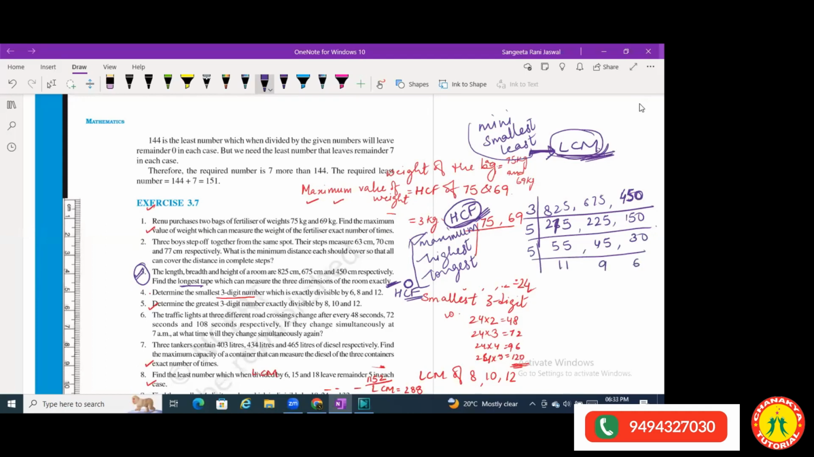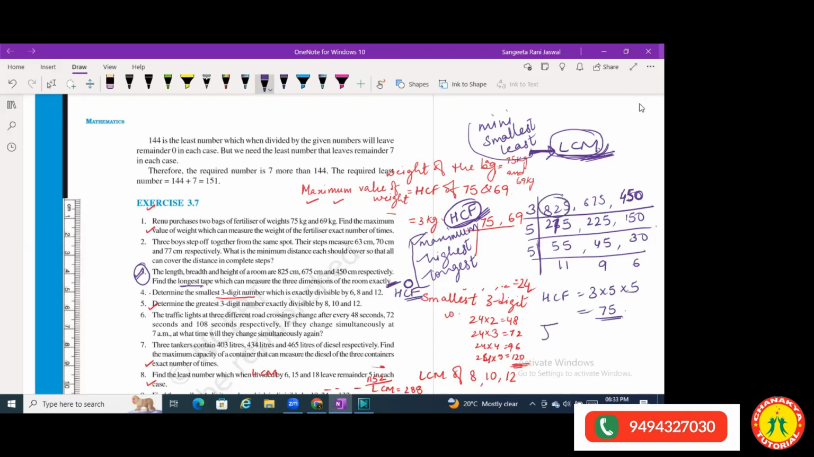Now 11 is a prime number, so I don't have any common number which I can divide this with. So here I get the HCF as 3 into 5 into 5, right? So that gives me 25, and 25 times 3 is 75. So 75 is the HCF.